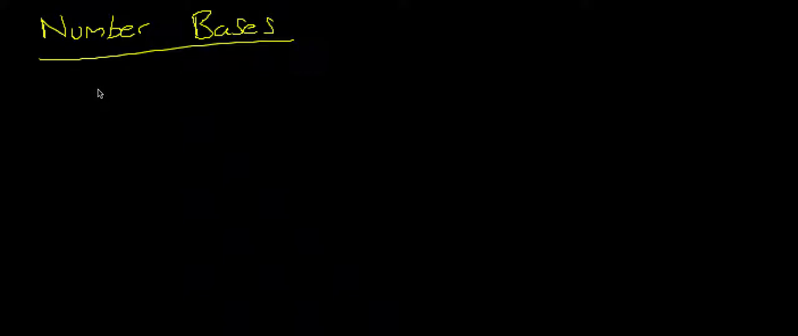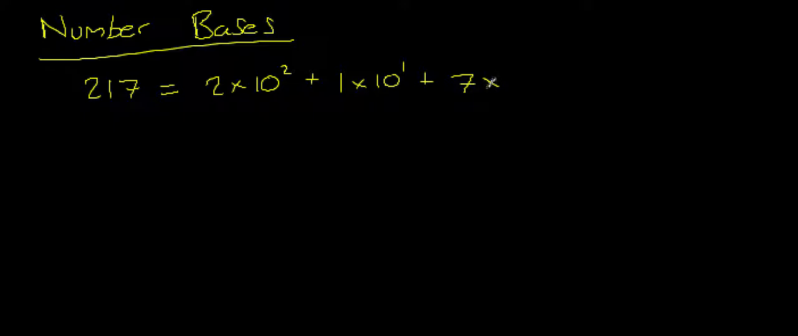Okay, so this video is going to be about number bases. What I mean by that is, for instance, if we write down a number, let's say 217, then we conventionally are using base 10. So this means 2 times 10 squared plus 1 times 10 to the power 1 plus 7 times 10 to the power 0, right? That's what we mean when we write the number 217.